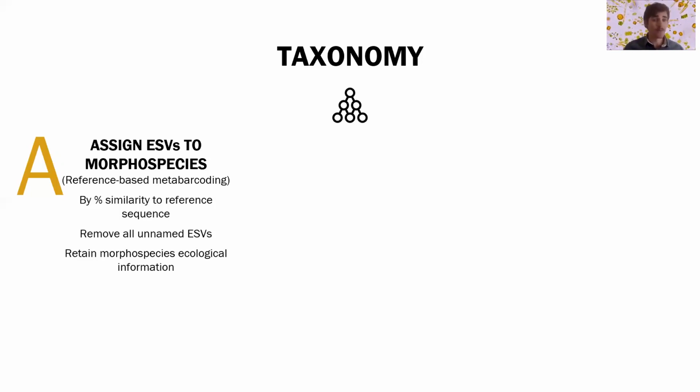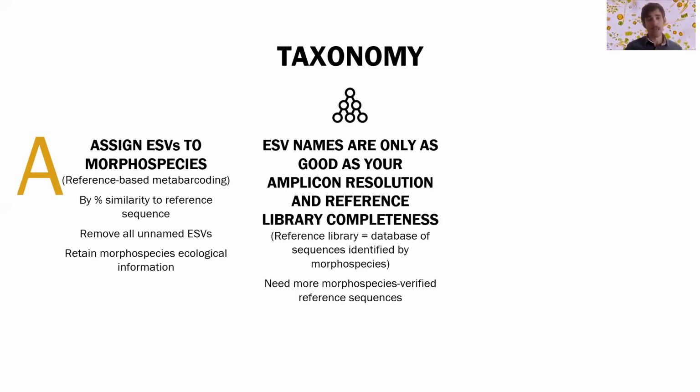You can do that for all of the different ESVs you have in your sample, and you remove all unnamed ESVs and potentially aggregate all of the ESVs into the same names. And this allows you to retain morphospecies ecological information. However, ESV names are only as good as your amplicon resolution, which we already talked about, and your reference library completeness.